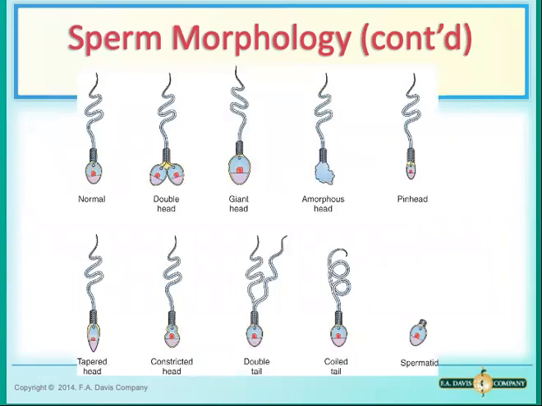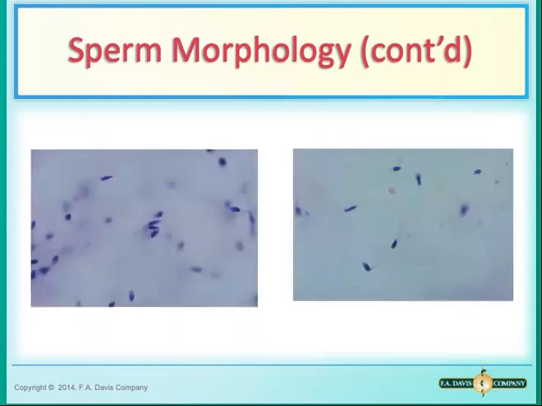And here are the different morphologies. You can see abnormalities with the heads, with the normal heads, the double heads, the giant heads, the amorphous heads, the pinheads, also abnormalities with the tails, the double tails, the coiled tails, also the constricted heads and the tapered heads as well, and also the evaluation of immature sperm, which is spermatid. Here are some more pictures of it. The image on the left shows you cells that have double heads, and the image on the right shows you cells that have double tails.